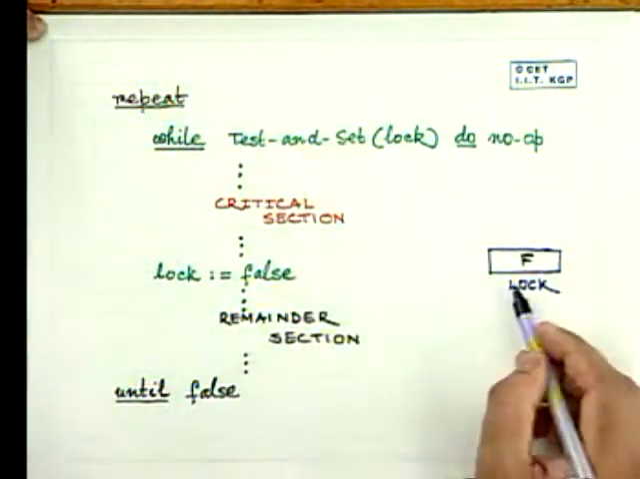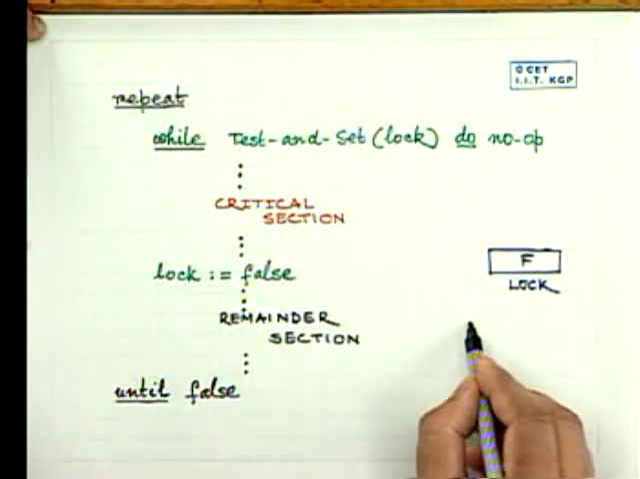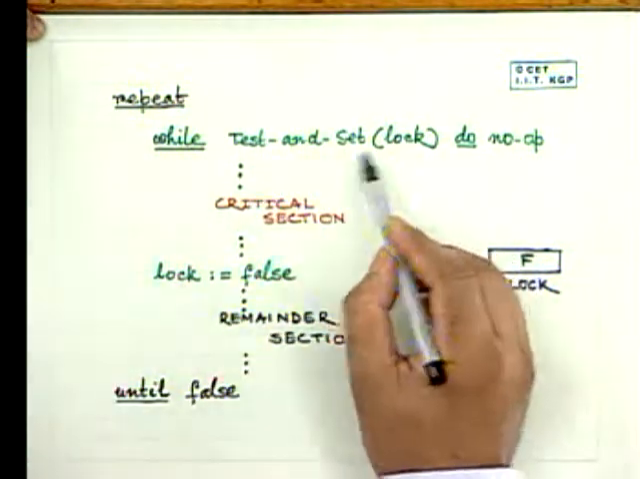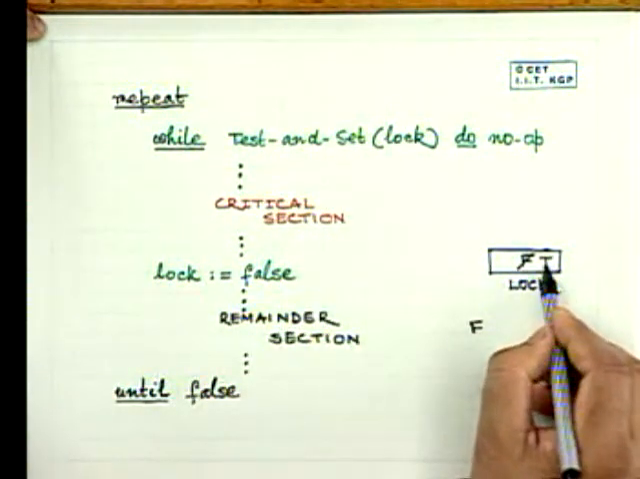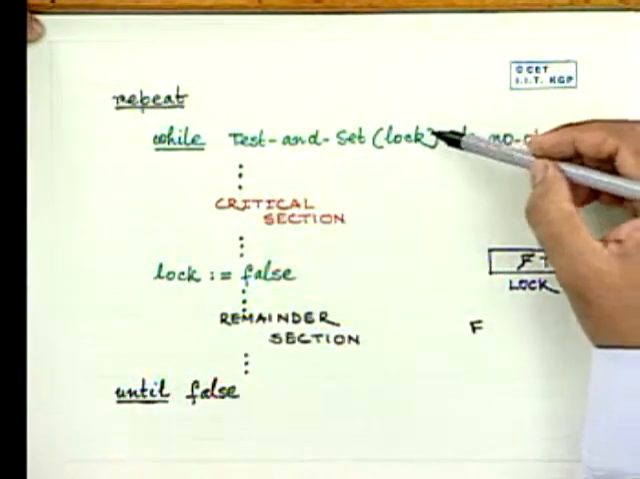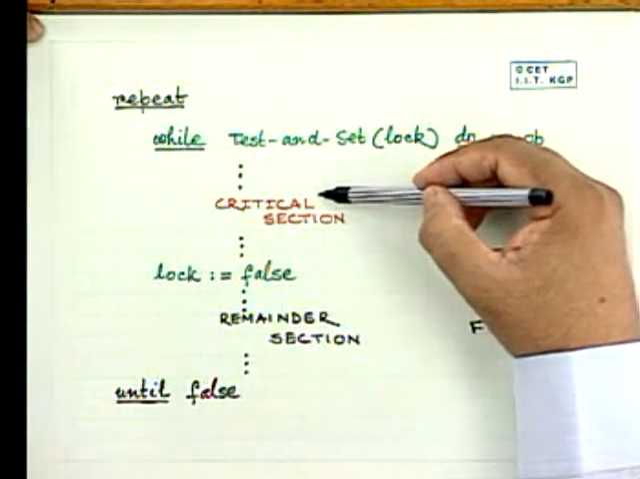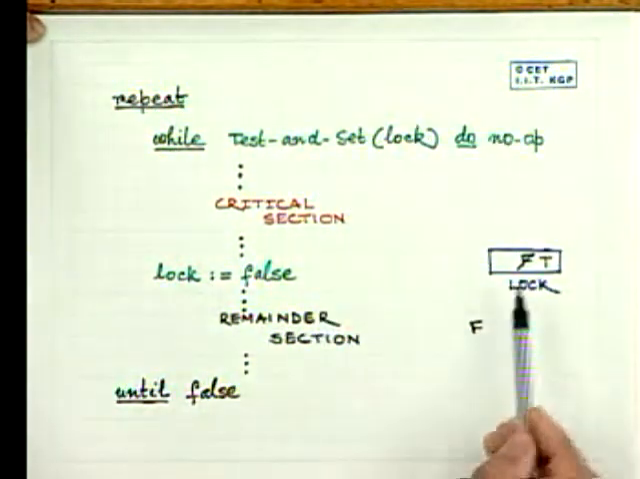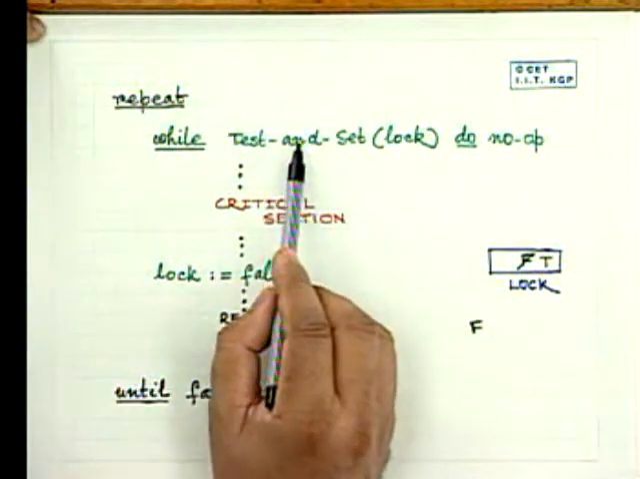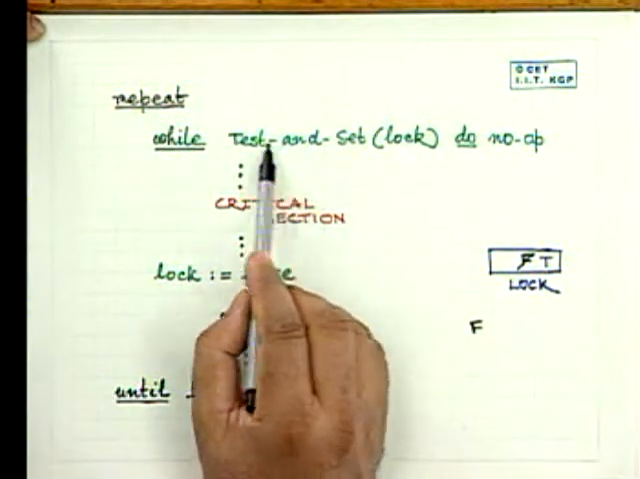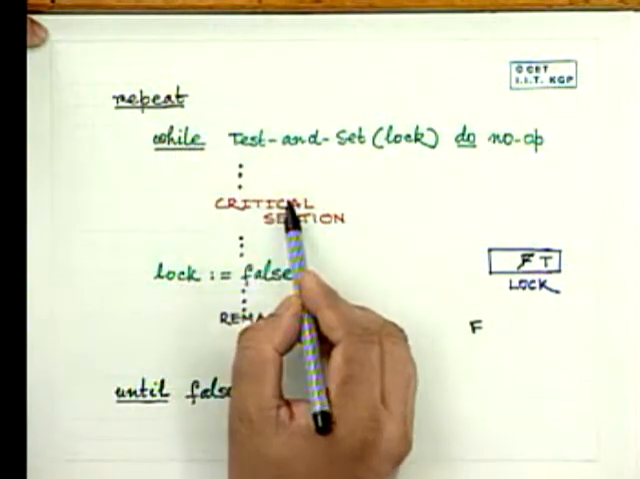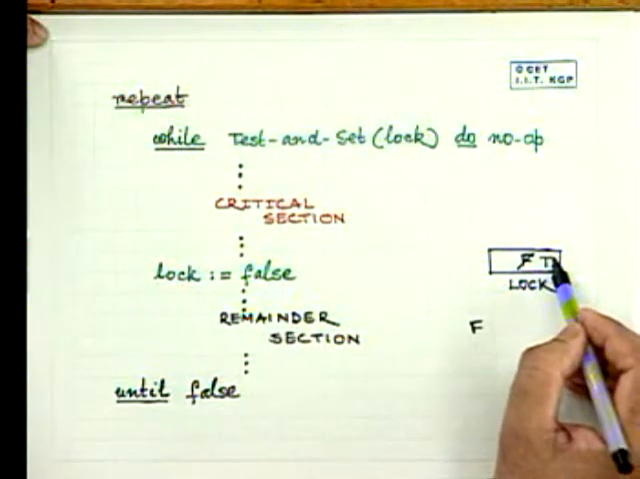The test and set will be assigned F, that means that the false value will be returned because it was false, and this will be made true. Now since the value returned is false, it will immediately enter into its critical section. Which means that if the original value of the lock was F, the test and set will return F, that means false, and therefore, since this condition is false, this particular process will enter its critical section and the lock will be made true.